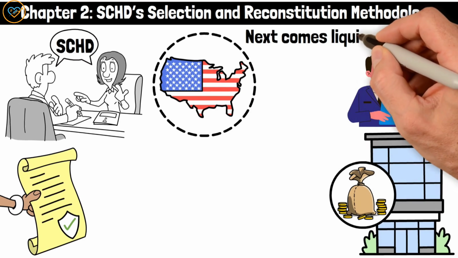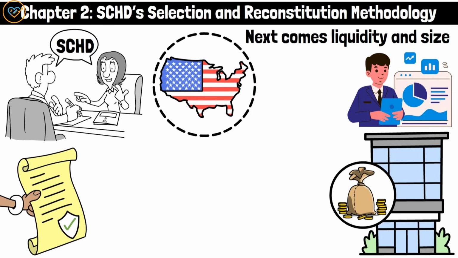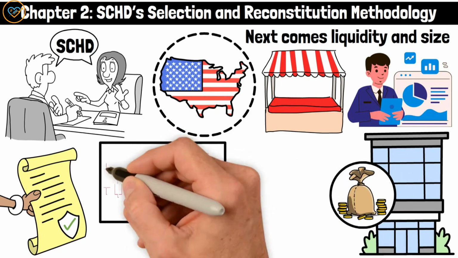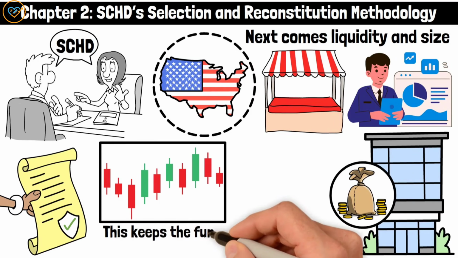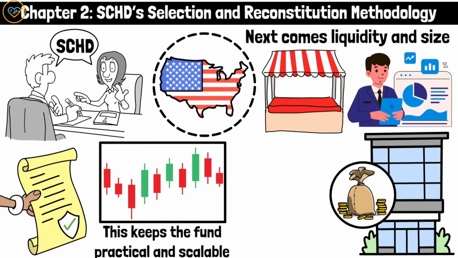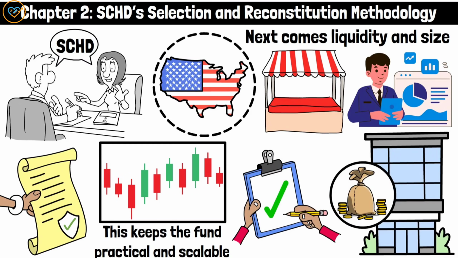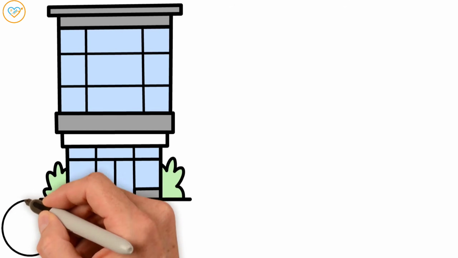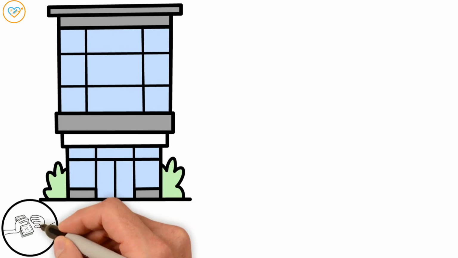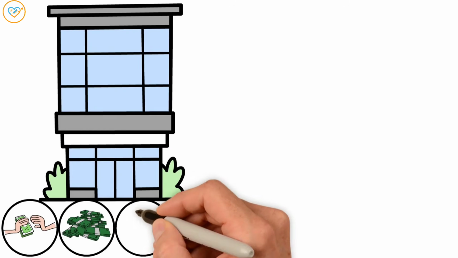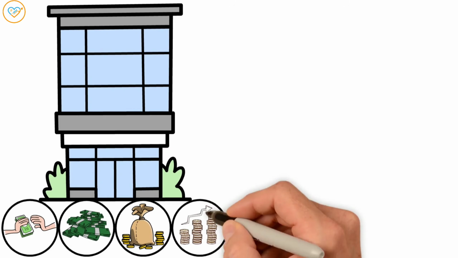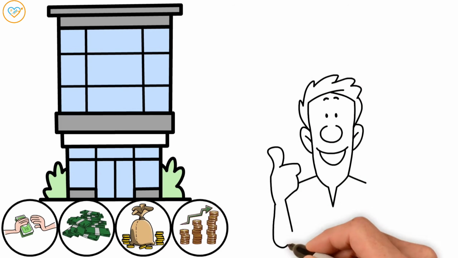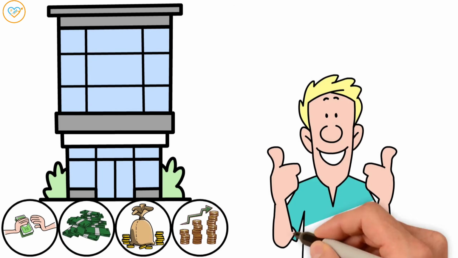Next comes liquidity and size. There is a minimum market cap requirement and minimum trading volume. This keeps the fund practical and scalable. After that, the real ranking begins. Eligible companies are scored using 4 factors: free cash flow compared to total debt, return on equity, dividend yield, and 5-year dividend growth. Each factor matters. Together, they measure sustainability rather than excitement.